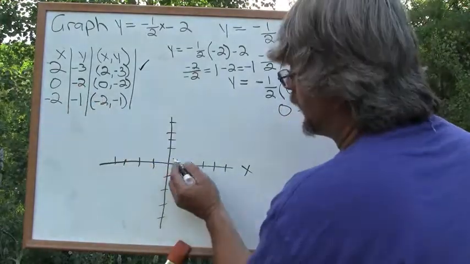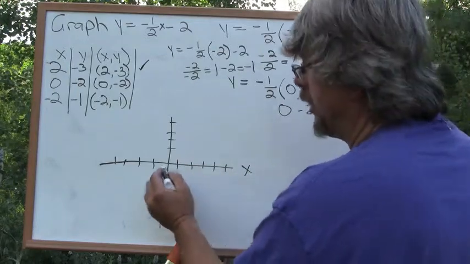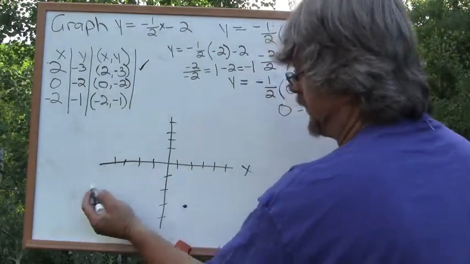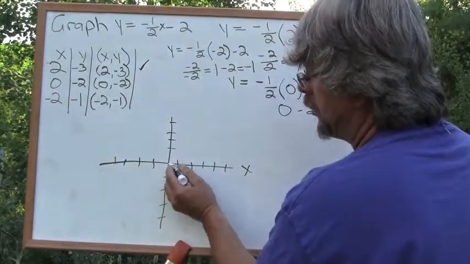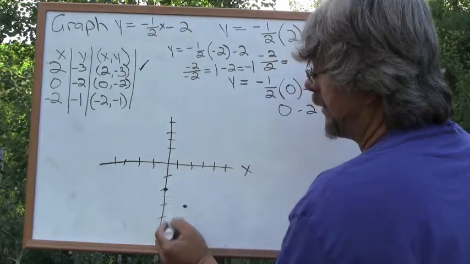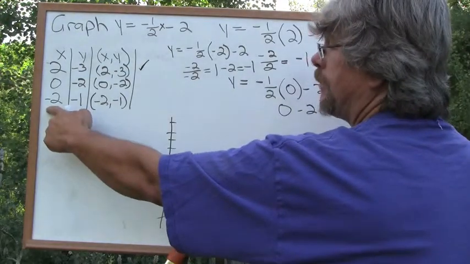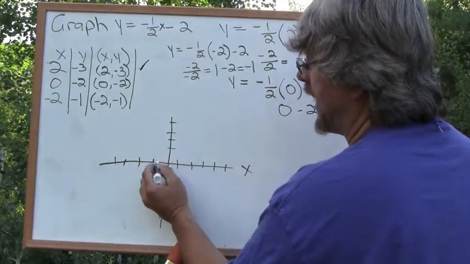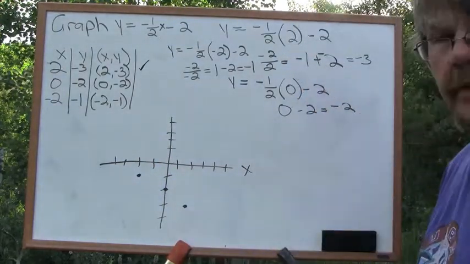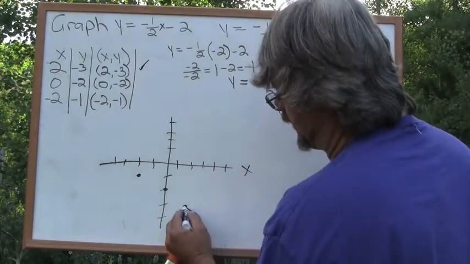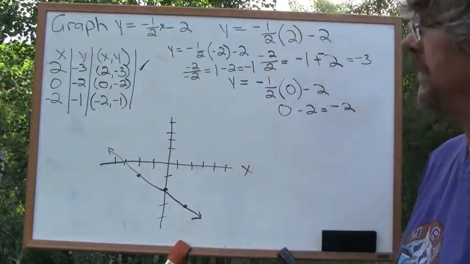Then we have 0 and negative 2. We start at 0. We're not going to go to the right, because that's positive territory. We're not going to go to the left, because that's negative territory. We stay on 0 for x, and we go down 2 for negative 2. So it's on the y-axis. And then our third coordinate point is negative 2 and negative 1. We come over negative 2 and down negative 1. You can see the line there, can't you? You connect the dots. Ooh, it's not going to be a very straight line. There's our graph right there. That's how to do this.